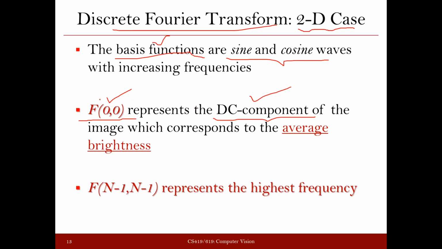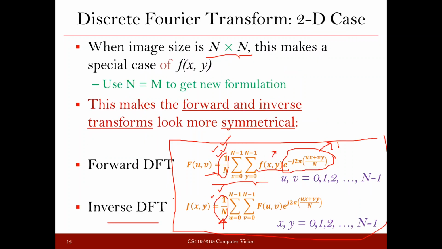So f00, whatever we get, is referred to as the DC component, and that is nothing but the average of all the brightness values. And if you see here, in these formulas, x and y are the variables from the original domain. And what are u and v? These are the variables in the Fourier domain. So in the Fourier domain, what are our variables? Our variables are frequencies. So we can say that x and y are the spatial domain variables, and u and v are the Fourier domain variables. So u and v represent frequencies. Okay.